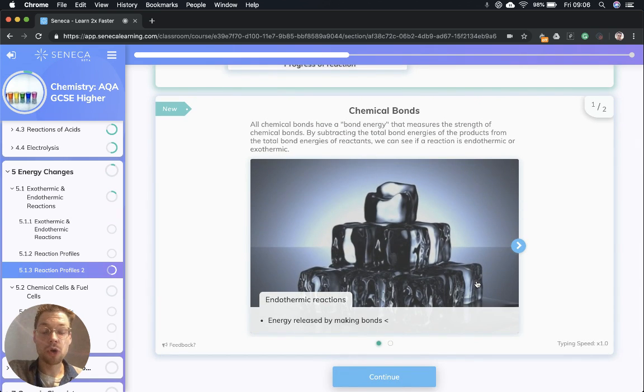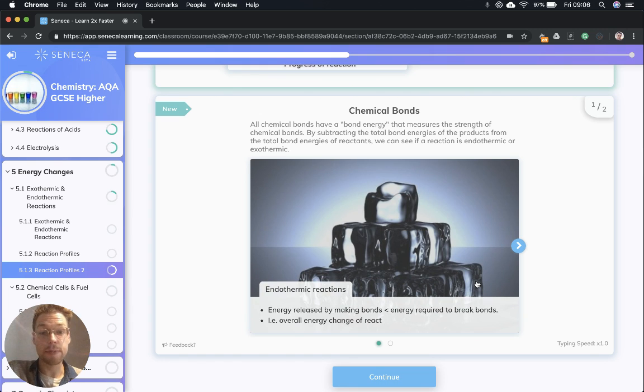Okay? So if we're talking about collisions and reactions, we need to talk about chemical bonds, because all chemical bonds have a bond energy, and that's basically just a measure of the strength of the bond. And what we can do is, if we subtract the total bond energies of the products from the reactants, we can tell whether a reaction is exothermic or endothermic. If you're not sure on those terms, I'll quickly review them, but there is a separate podcast on exothermic and endothermic reactions, so give that a listen.